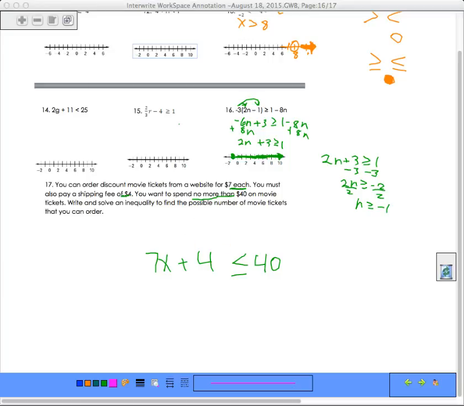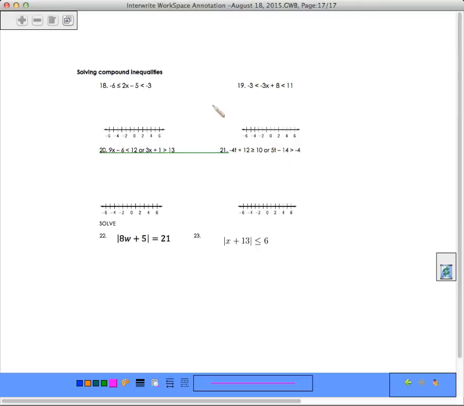Let's look at the next page, or, well, the end of the page for you. It has these problems right here. I want to look at number 19. So here, remember, whatever you do in the middle, you have to do on both sides. I have a +8, so I'm going to subtract 8 from both sides, which would give me -11 is less than -3x, which is less than 3.